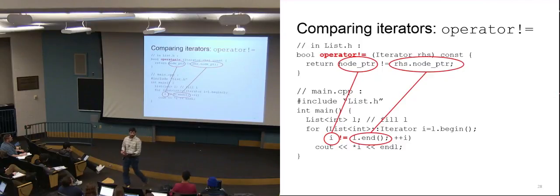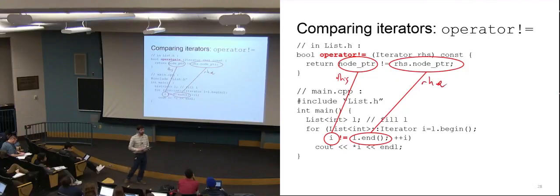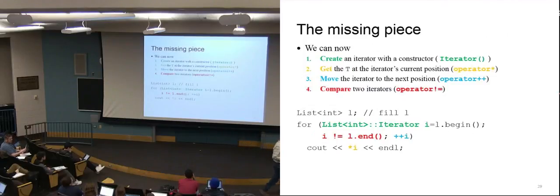So this is where we use them, when we're comparing the iterator, that's this, against the right-hand side. Okay, so now we can create iterators, get the item that the iterator is positioned at, move the iterator, and compare two iterators.